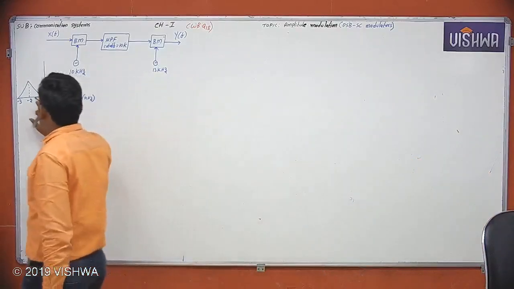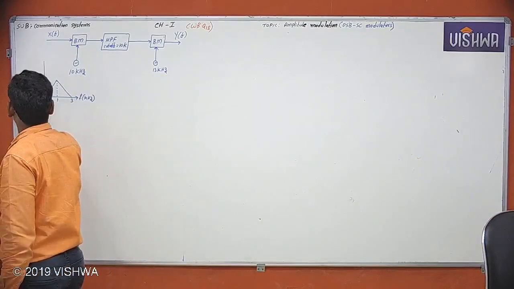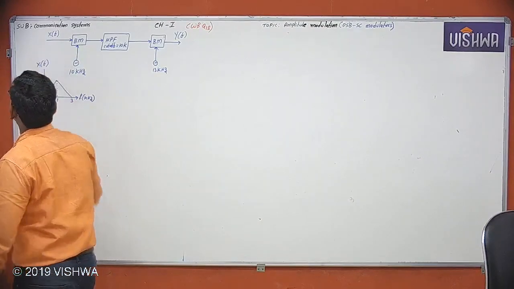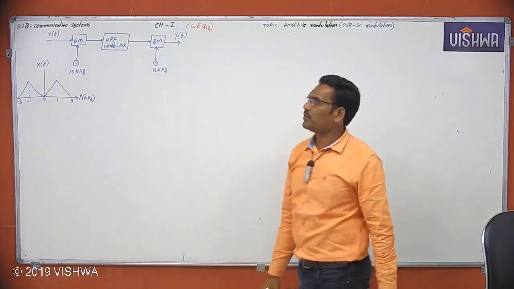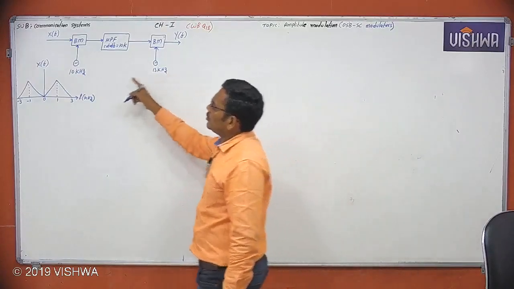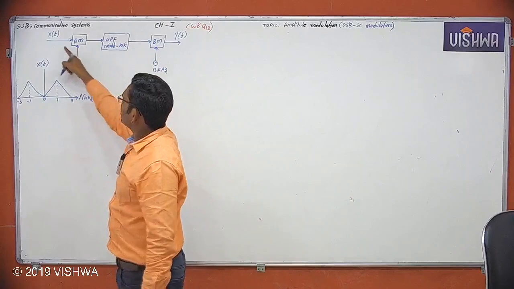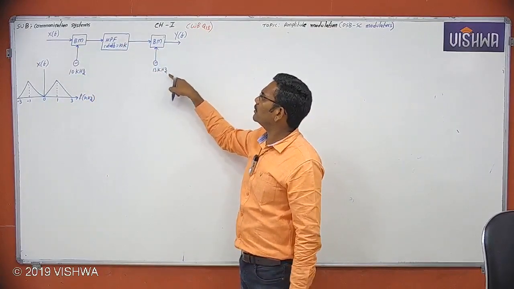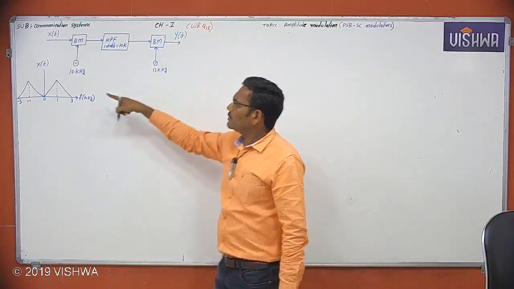Now this is x of f. This information is given. Once again I will explain the question. Consider the system as shown in the figure. Now this is x of f, with 10 kHz, 10 kHz cutoff frequency, 13 kHz. Now y of f. Now this is x of f.